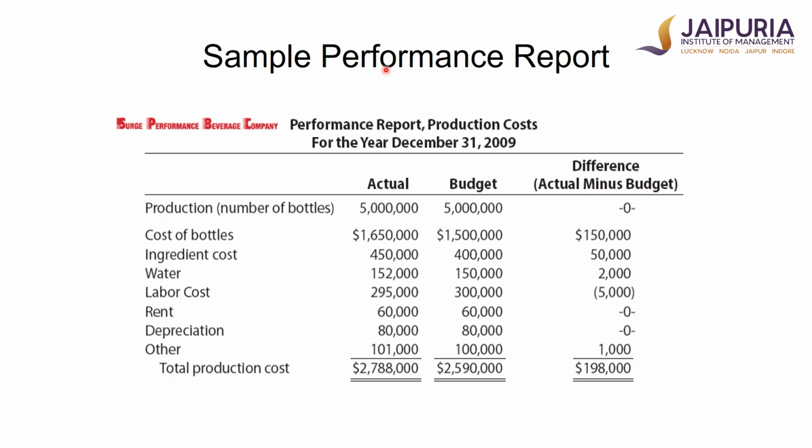So the sample performance report shows the comparison between the budgeted and the actual. The idea is to find out the deviations, if any. Deviation means the difference. The difference might come in positive or the difference might come in negative.